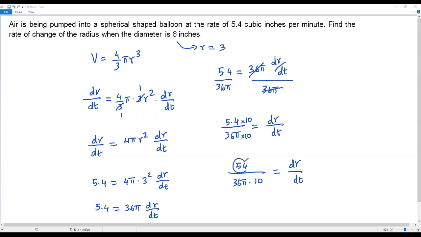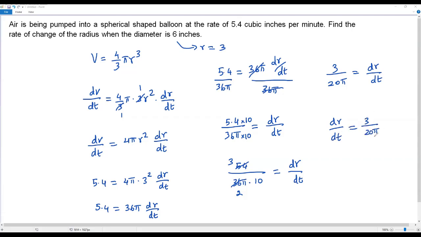So for both 54 and 36, the greatest common divisor is 18. 18 goes into 54 3 times, 18 goes into 36 2 times. So now I'm getting 3 over, 2 times 10 is 20 pi, equals dr over dt, or we can write it like dr over dt is equal to 3 over 20 pi.